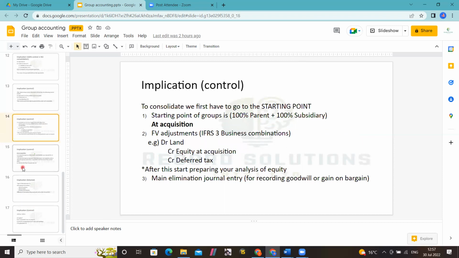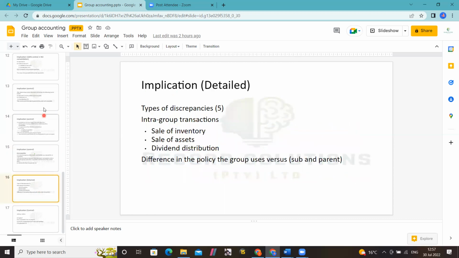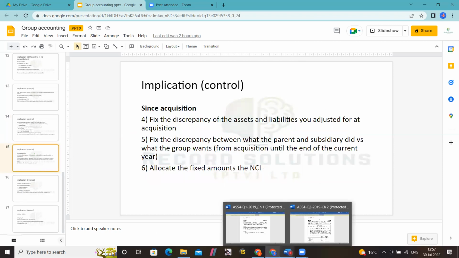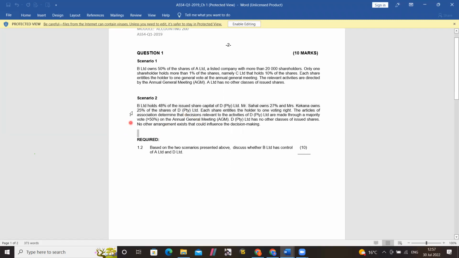So that's basically it in terms of the slides that I wanted to do. Now let's go to the question, straight up question, and see how you apply this knowledge in the question. So the first type of question, let's start. While you're doing the question, I'm going to show you how to apply the approach, right? So firstly, it says B Limited.